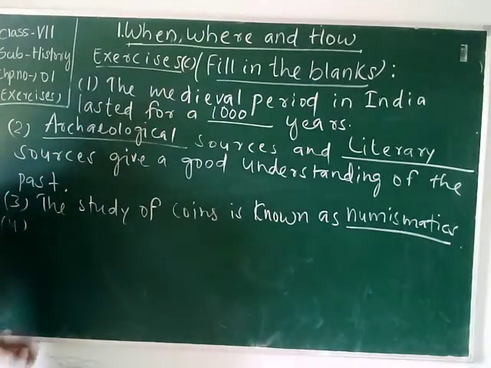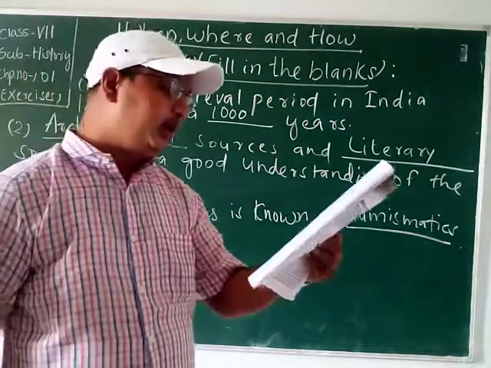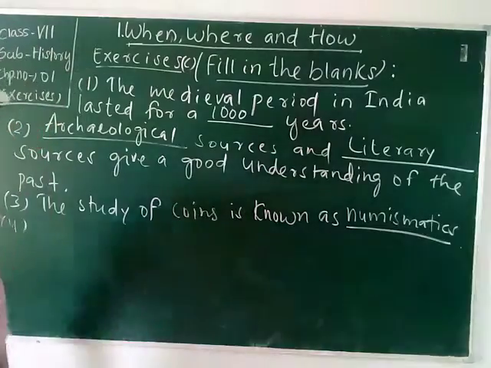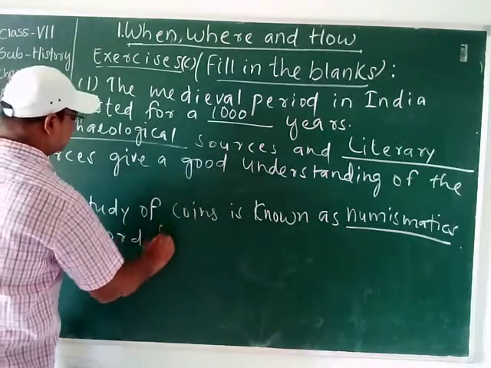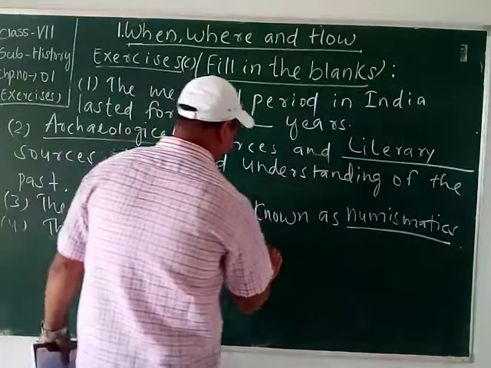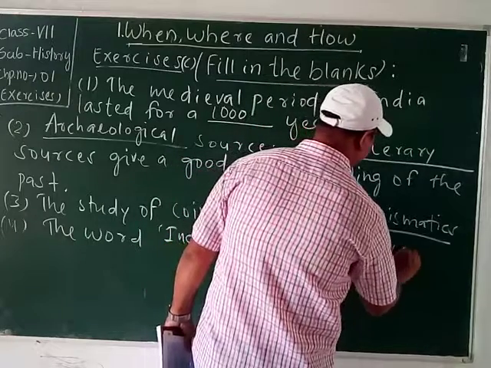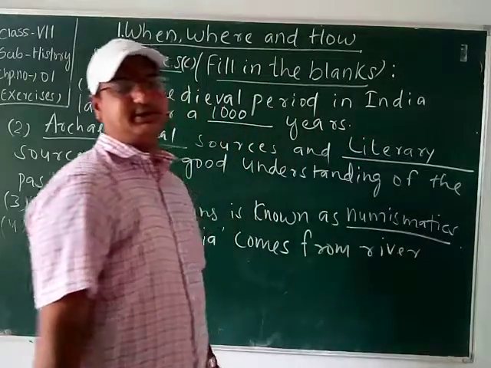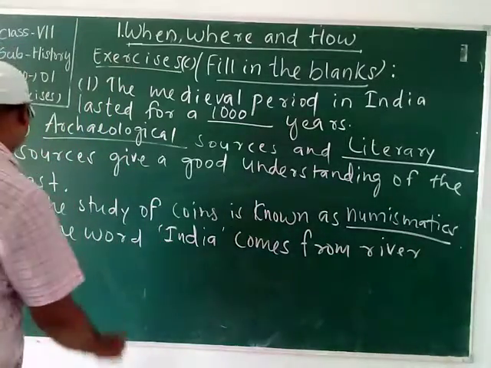We move to number 4. The word India comes from river. The word India, the name of our country, comes from river, friends. It is very easy. It is Indus. The river is Indus.